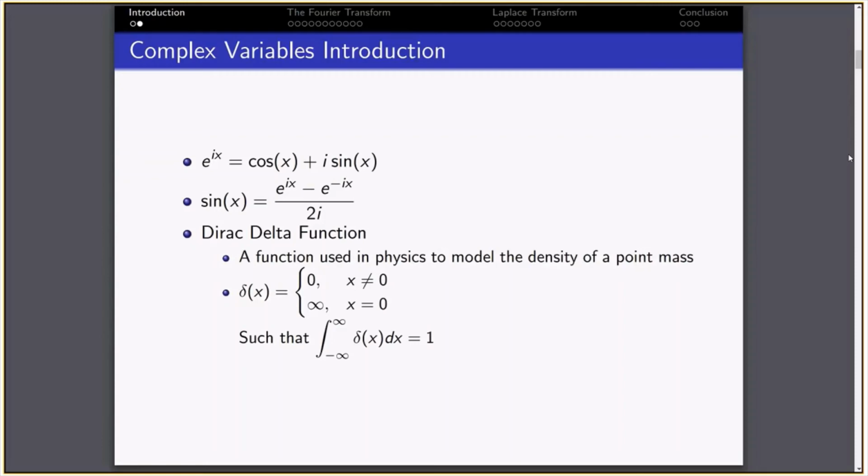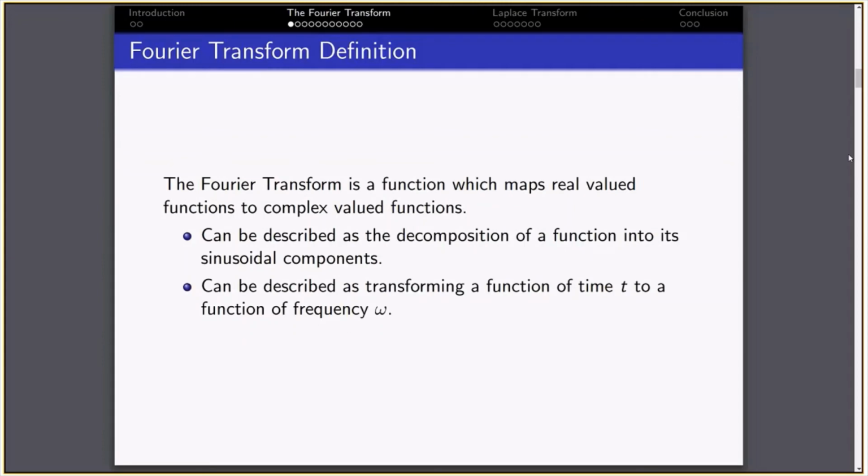So with that out of the way, we can now get into the Fourier transform. The Fourier transform is a function which maps the real valued functions to complex valued functions. And it can be described in two different ways. First, it can be described as a decomposition of a function into its sinusoidal components. And second, it can also be described as a way to transform a function from the time domain into the frequency domain. Now that's a lot of words right there. We're going to go through two examples that explain what these mean in depth.